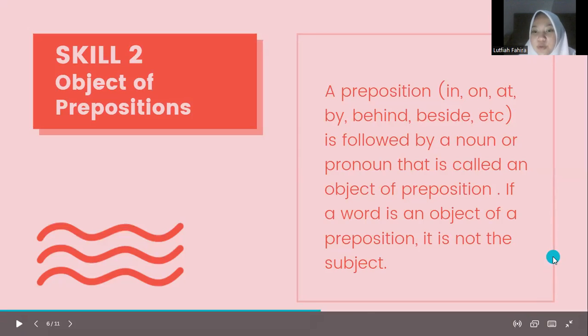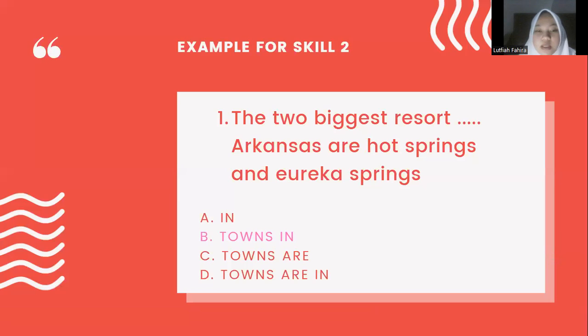Now let me give you an example. The question is, the 2 biggest resorts, blah blah blah, Arkansas are Hot Spring and Eureka Springs. The options are A, in, B, towns in, C, towns are, D, towns are in. The answer is B, towns in, because towns is a plural subject and parallel with the verb, namely are.